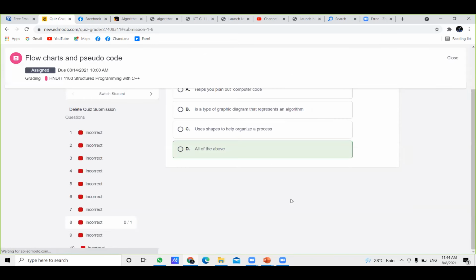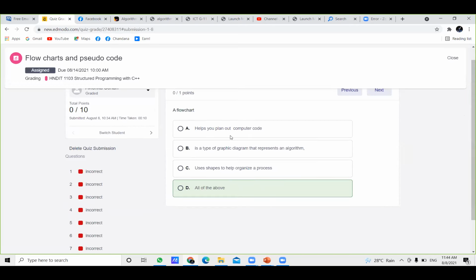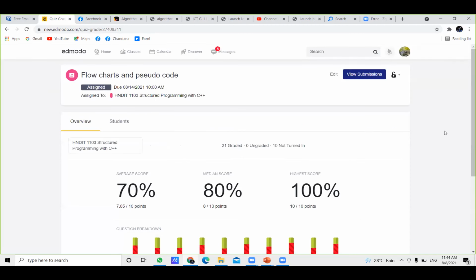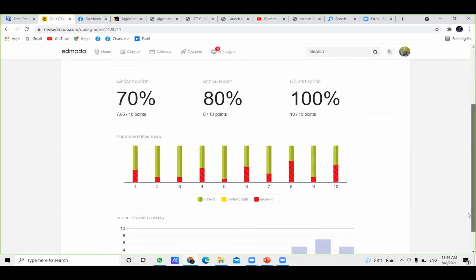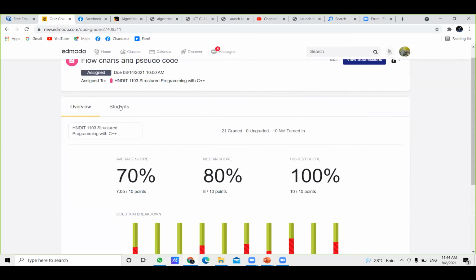Question number 8. What is that? A flowchart helps you plan out computer code. It's a type of graphical diagram. Flowchart means graphical representation. No need to read the others. The answer is B. Right, in that way we can analyze one by one also. I think there is no need at this time to analyze all the questions. It's easy. Now we'll see student by student how they did.